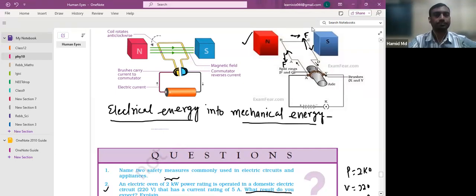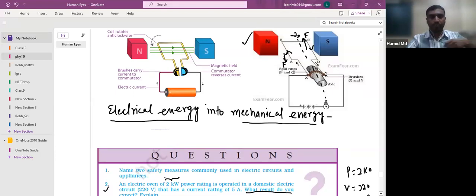Clear? Those who were on last time, we played that video: when we switch on the current, there was deflection in the magnetic, that conducting material, right? So what will happen? Because of this couple force, this will rotate along its axis, right?